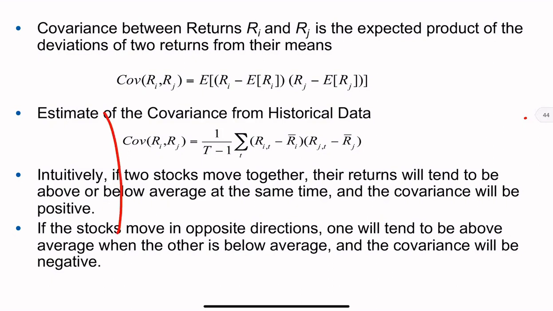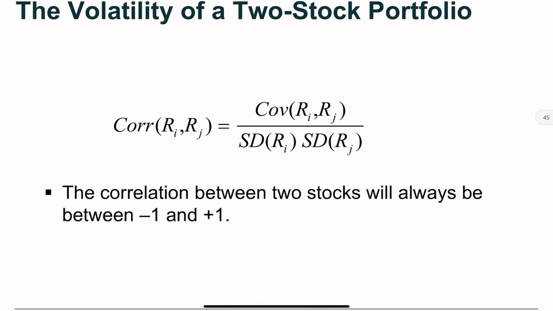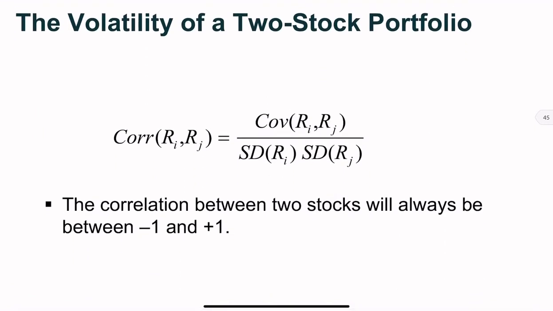Okay, now let's see how we could define correlation. After defining covariance, we could define correlation. You can see that correlation is essentially defined by the covariance of Ri and Rj divided by the standard deviation of Ri times the standard deviation of Rj, right?